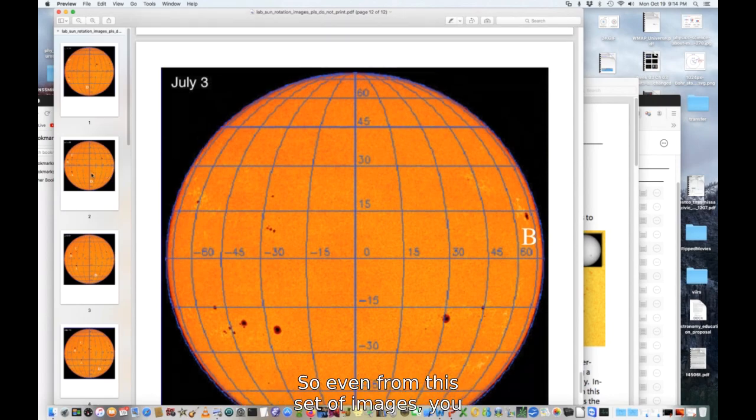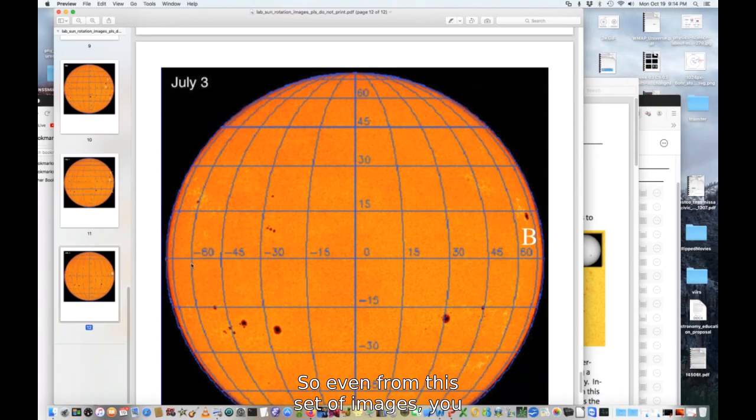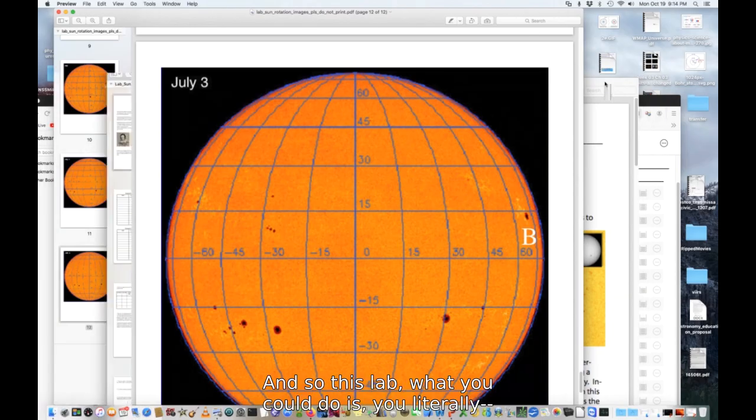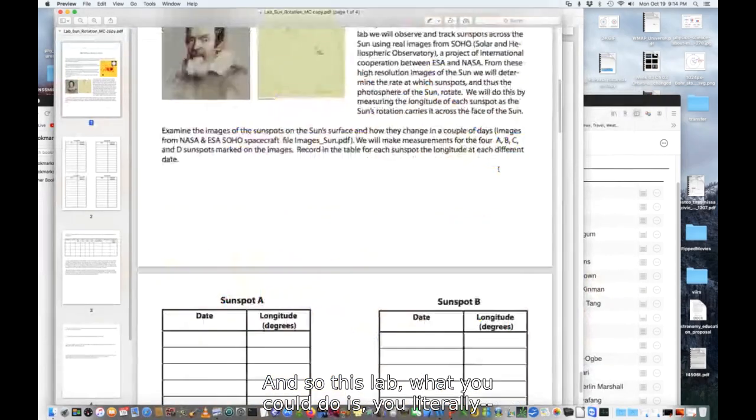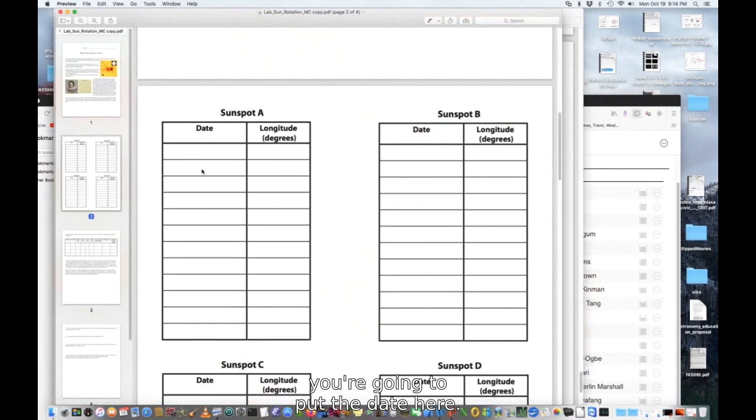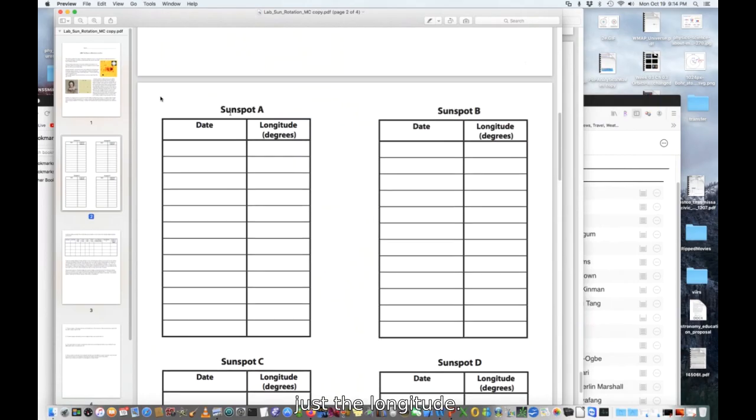Even from this set of images, you can see that the surface of the Sun rotates. In this lab, you're going to put the date here, and you're going to put the longitude, just longitude, not latitude, because the Sun is rotating. It's moving from left to right.